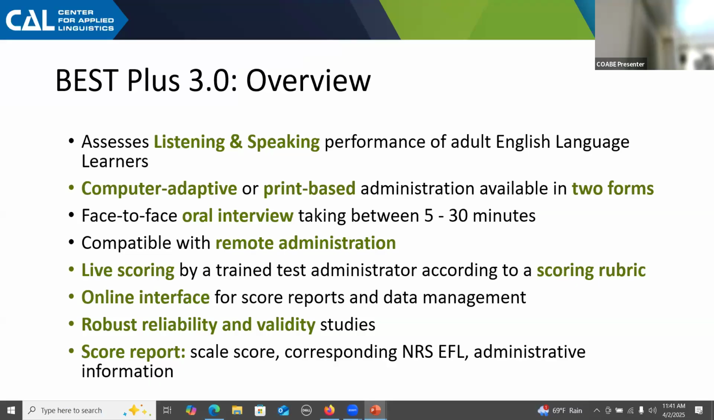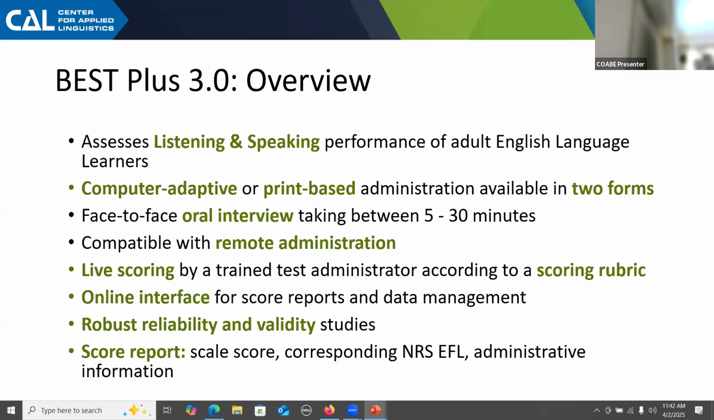It is compatible with remote administration, meaning you can use it via Zoom, Teams, or whatever other medium is convenient for you. It is scored live by a trained test administrator according to a scoring rubric. We will talk about the scoring rubric in more detail just a bit later. The online interface for score reports and data management is available for Best Plus.